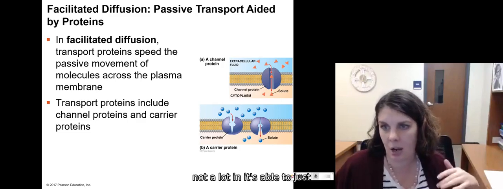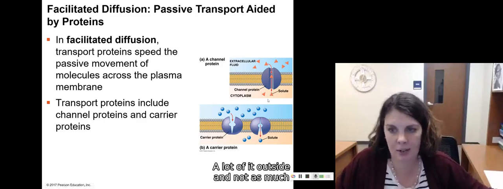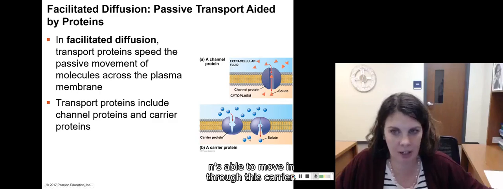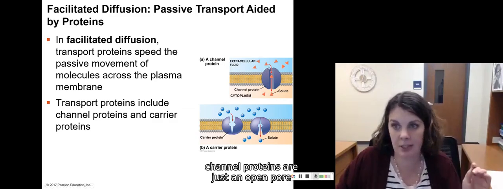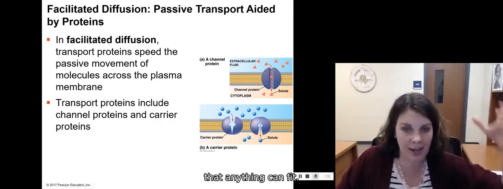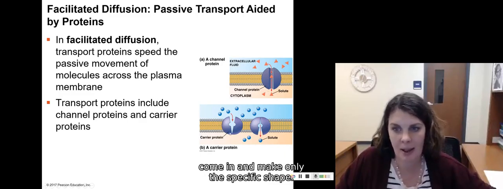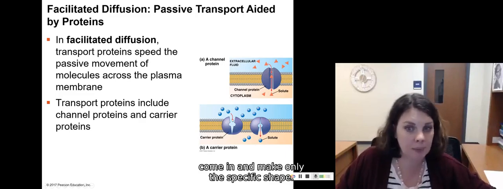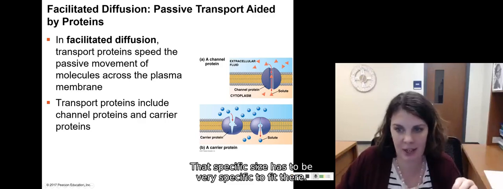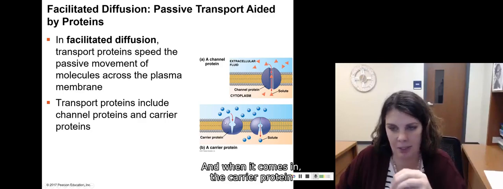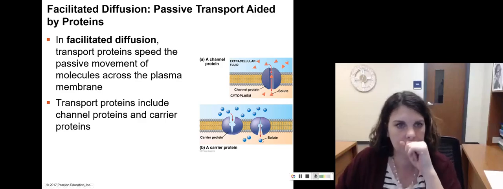So you have a lot of something outside of the cell, not a lot in. It's able to just kind of move in through this channel. A lot of it outside, not as much in, is able to move in through this carrier. Okay, and again, if you remember from that first part of this lecture, channel proteins are just an open pore that anything that fits will go through. A carrier protein has to come in and make only this specific shape, that specific size. It has to be very specific to fit there, and when it comes in, the carrier protein switches its shape to let it come into the cell.